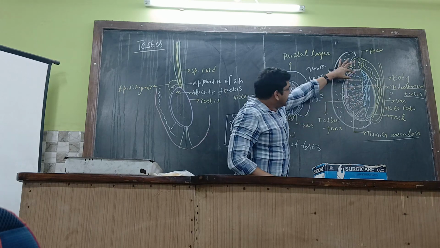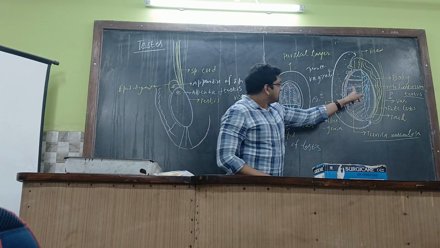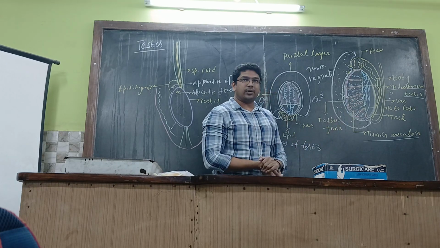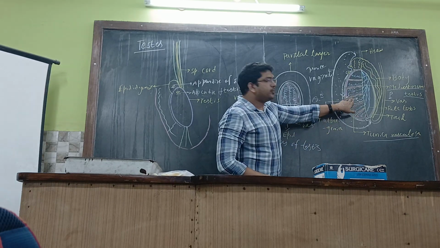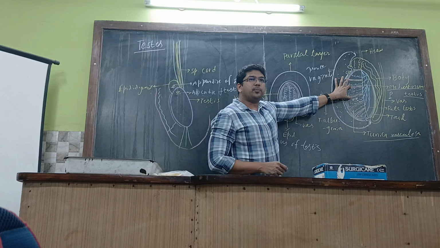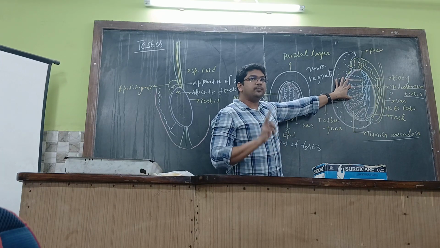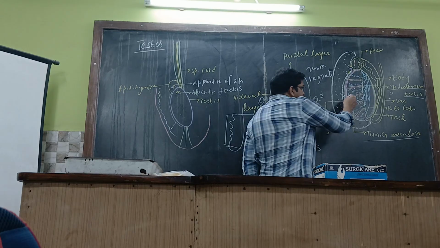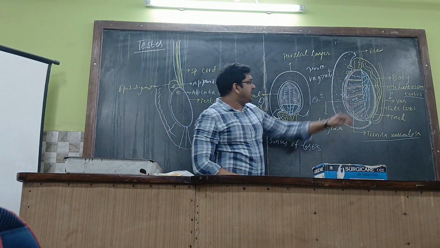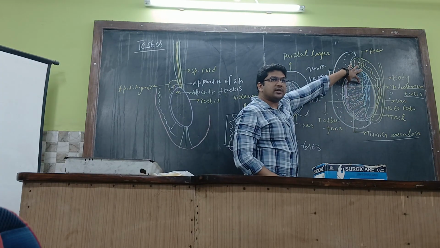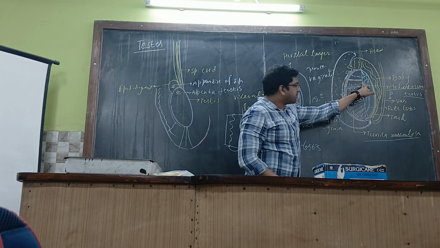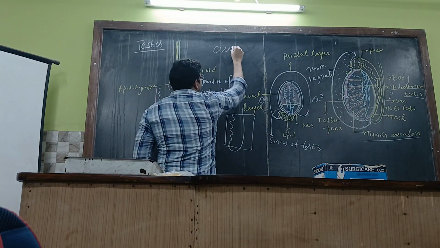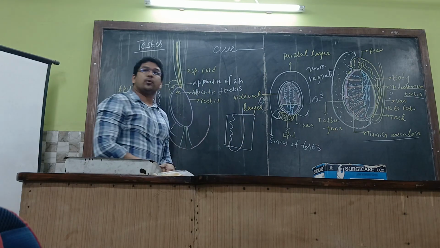Okay. And each and every lobule contains 1 to 3 seminiferous tubules. This numbering is important. What is it? The number of seminiferous tubules in each and every lobule of the testis is from 1 to 3. This number will be asked in the examination. Okay. So these seminiferous tubules will have a coiled part towards the anterior aspect and a straight part towards the posterior aspect. So seminiferous tubules will be coiled anteriorly but straight posteriorly.